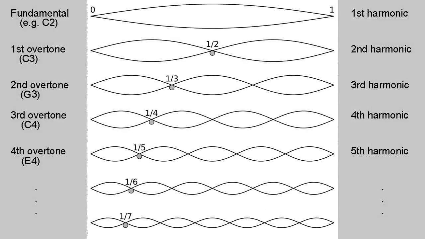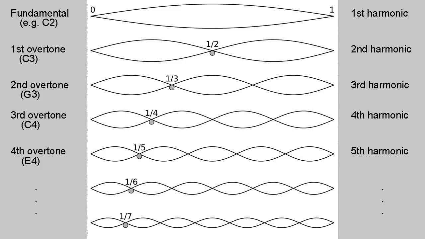Here's another view of a fundamental and its first few overtones. Notice that the number of the overtone is always 1 more than the number of the harmonic. Both overtones and harmonics are known as resonant frequencies. Musicians tend to prefer the term overtones, physicists tend to prefer to talk about harmonics.